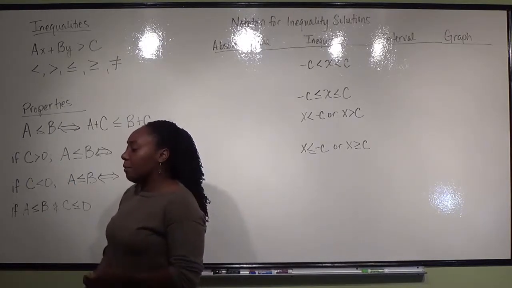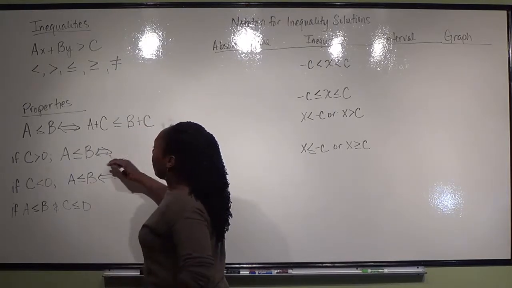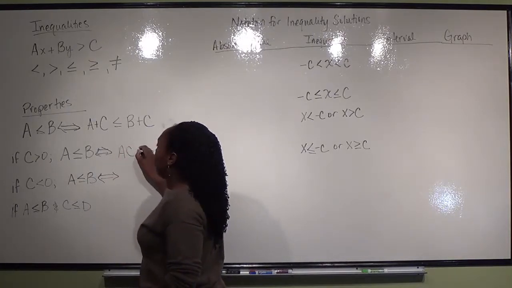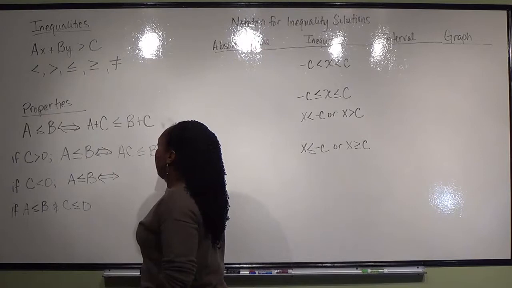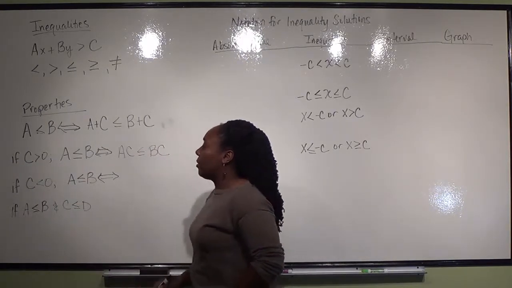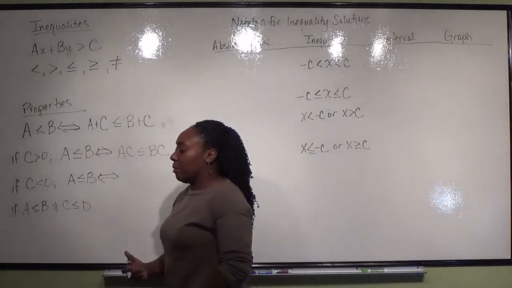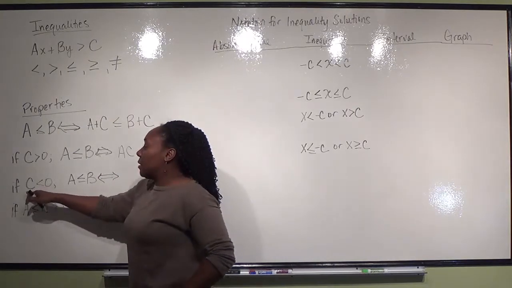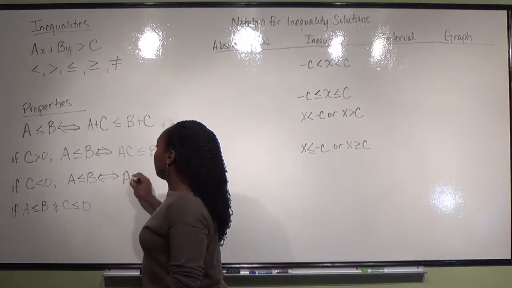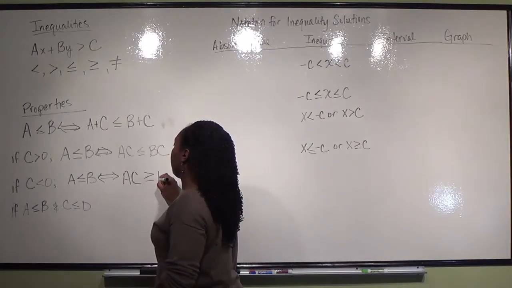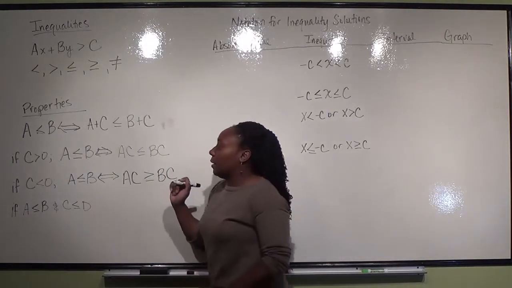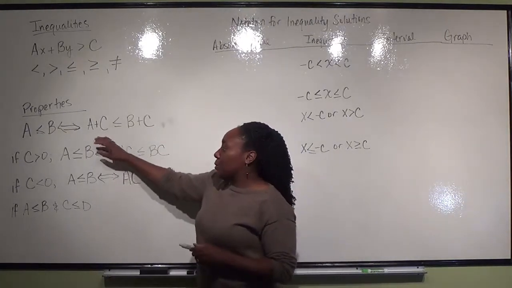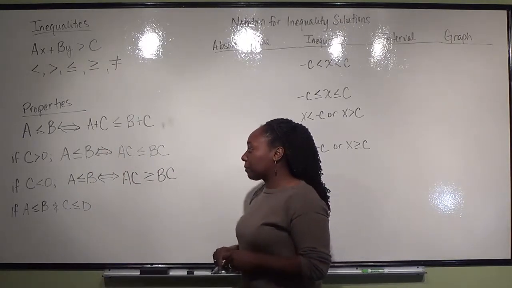If C is positive, then my multiplicative property is preserved. So A being less than or equal to B says that AC is going to be less than or equal to BC. And note here again that C has to be greater than 0. If C is equal to 0, this doesn't hold. But if it's less than 0, then my inequality is flipped. And again here, even though I'm adding or multiplying, remember it works for subtraction and division as well.